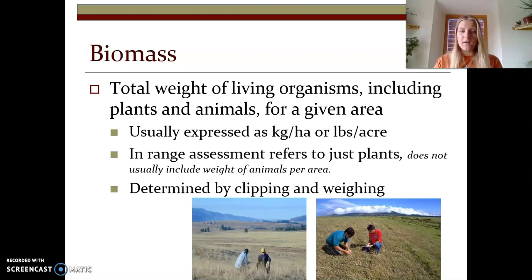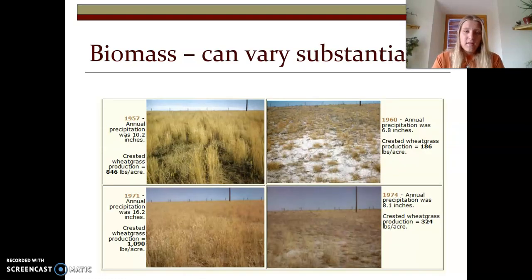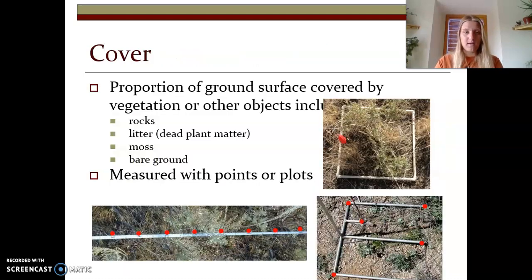Biomass is the total weight of living organisms, including plants and animals, for a given area. It's typically expressed in kilograms per hectare or pounds per acre, the latter being the one we use most often. In range assessment, it refers to just plants. It does not usually include the weight of animals per area, and it's determined by actually clipping and then weighing what is there. And it can vary substantially, right? From one area to the next, from year to year, depending on precipitation and different factors like that. It can really change how much the landscape or the rangeland is producing.